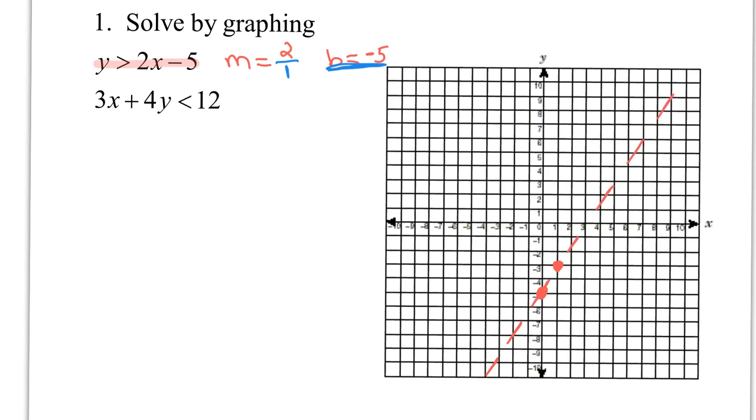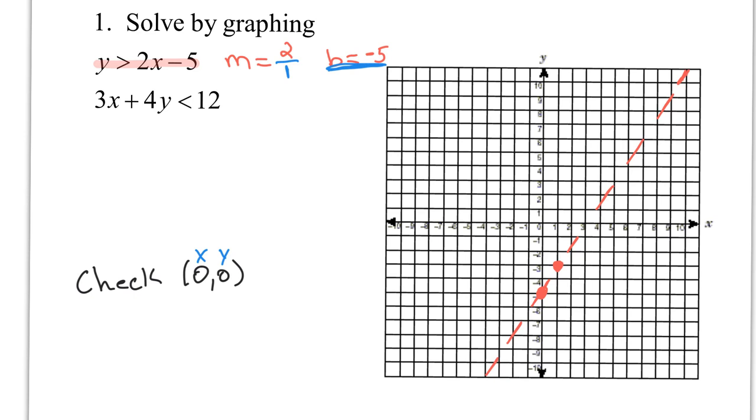And now I need to check what side to shade. So to check, a good point you can check is the origin, 0, 0. If you substitute the x and the y, 0, 0, and you get a true statement, you are going to shade where the origin is at. And if you get a false statement, you are going to shade the other side of the line where the origin is not. You shade away from the origin. So I'm going to do that.